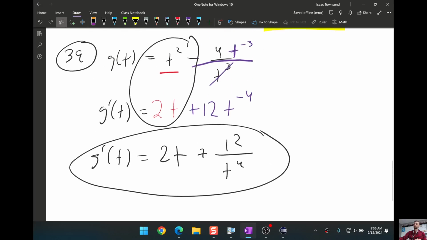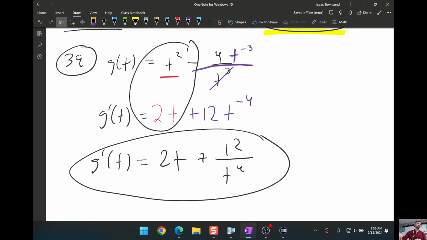Okay. You guys got another question or two I can help with? You did 57? Yeah. 57. Determine the points, if any, that the graph has a horizontal tangent line.